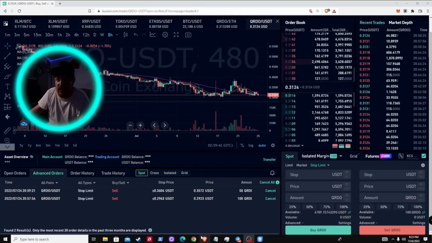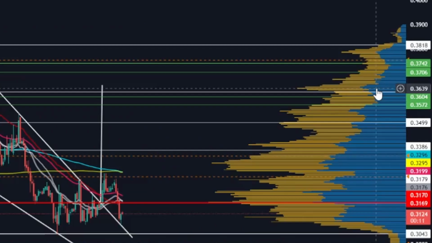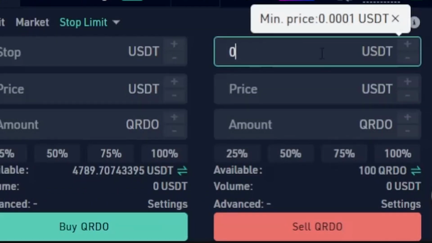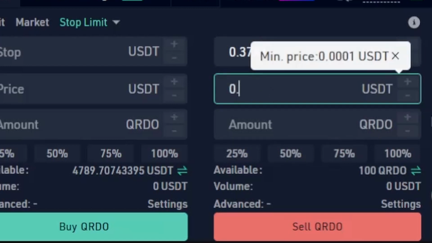To set the second one, we're going to hop back over here to the chart and check out those 2 numbers I have set up. The top one over here on the right, you can see, is 0.3742 and 0.3706. So 3742, 3706. So we're going to go 0.3742 on the top, 0.3706.